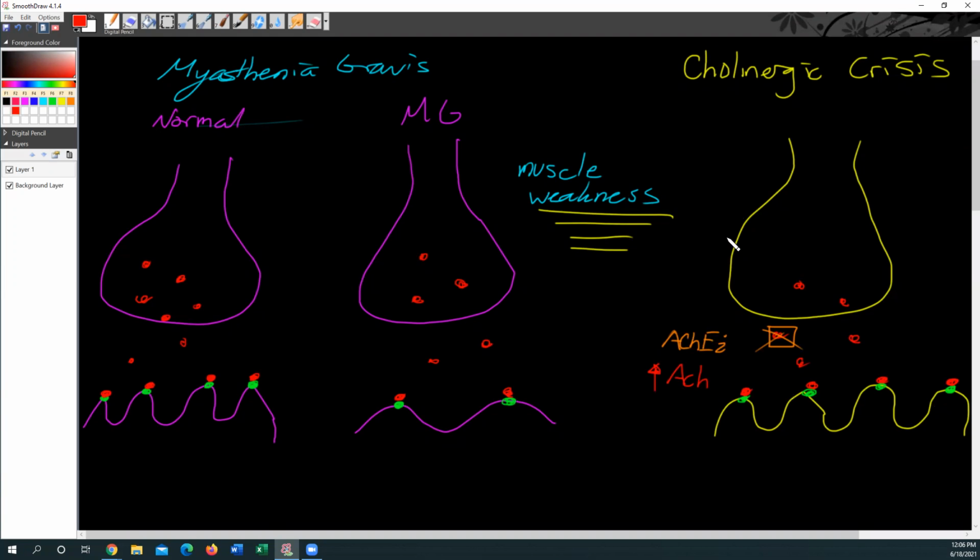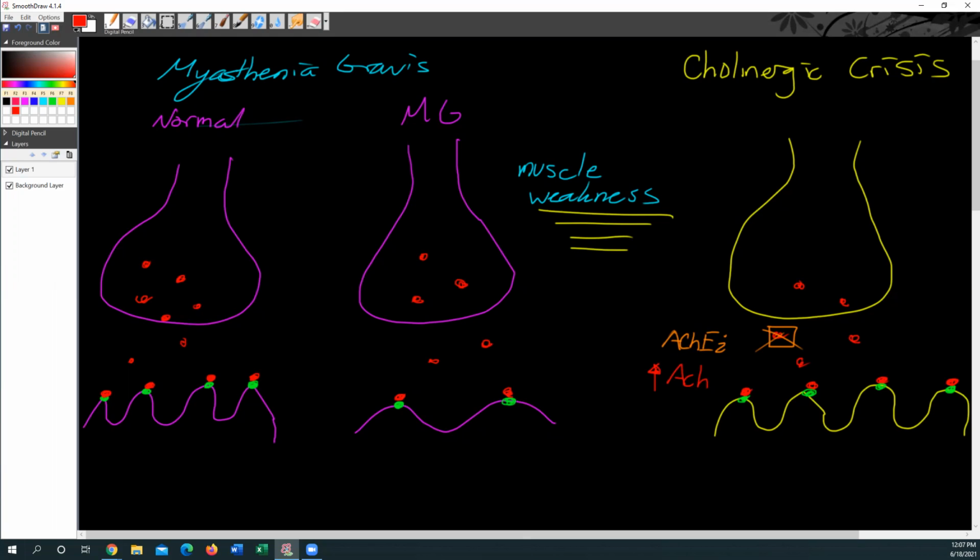Now, we're not talking about someone who's taking their acetylcholinesterase inhibitor as prescribed. We're talking about someone who is taking maybe too much of it. Maybe it's an elderly person and they mixed up the dosing or the frequency and they took 2 pills when they meant to take 1. Maybe they took 4. Maybe they're trying to commit suicide via these medications by taking way too much. But this is what we would find.